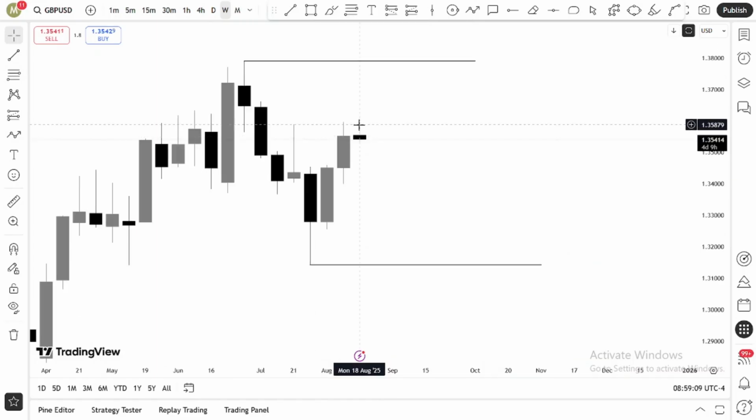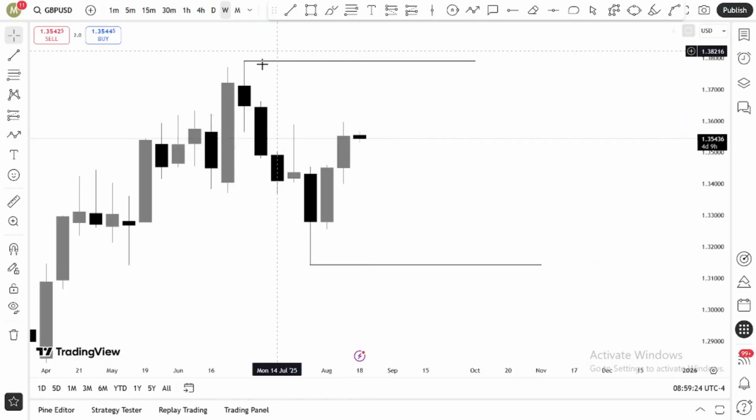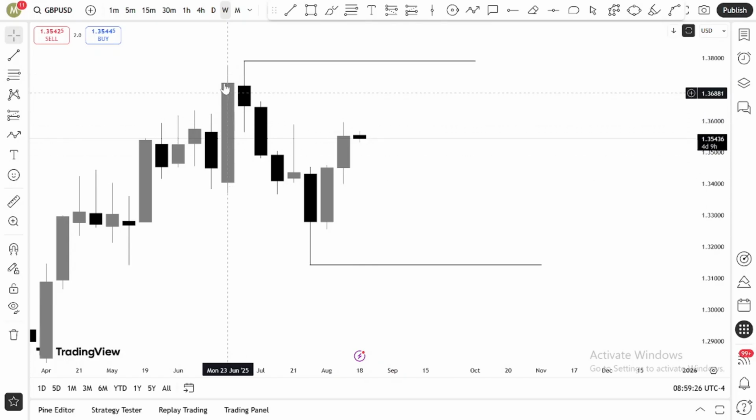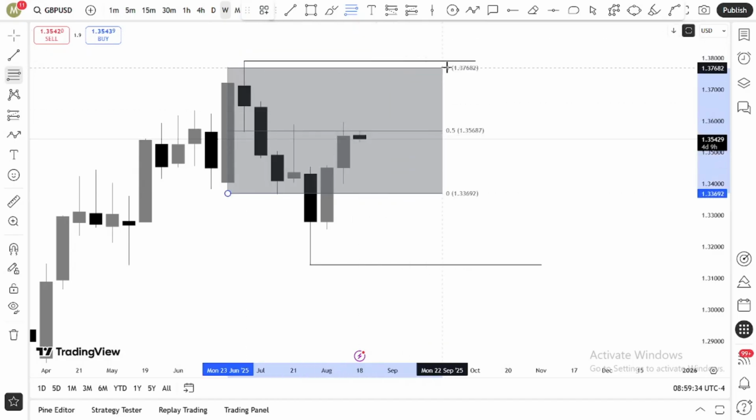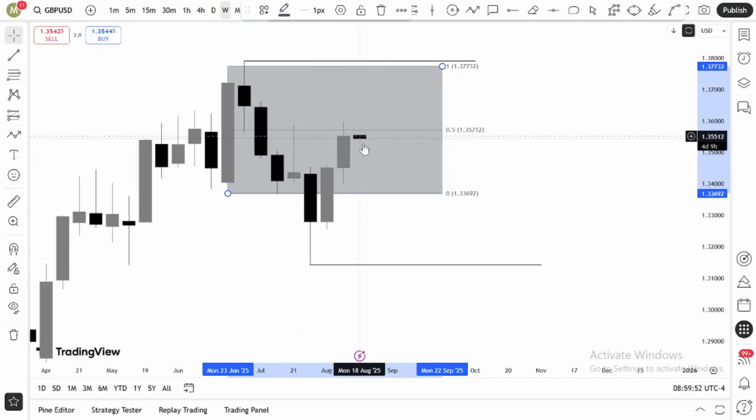Price was making its way inward. Where do I think price will react? If I want to measure, this is another block. Don't forget, this is an order block. If I want to measure this, I'm going to measure from here all the way up to this point. So this is 50% of this order block. I want to see how price will react off this zone and start making its way to the downside.